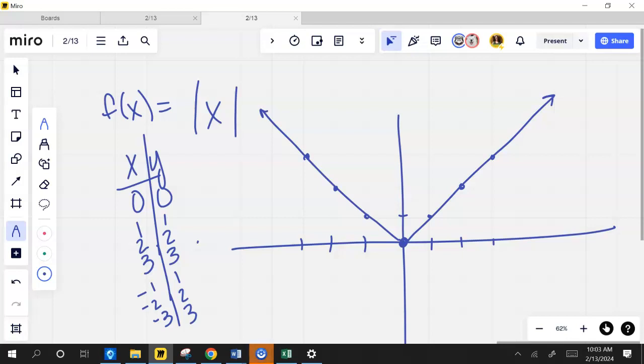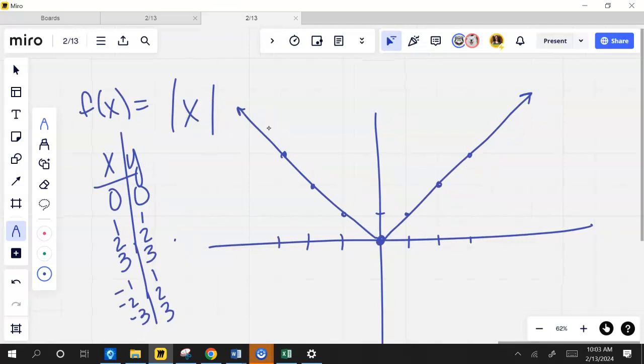What is the domain of this absolute value graph? Negative infinity to infinity. How about the range? 0 to infinity. Do you need a bracket or a parenthesis on the 0? A bracket. That point is filled in. It is included.